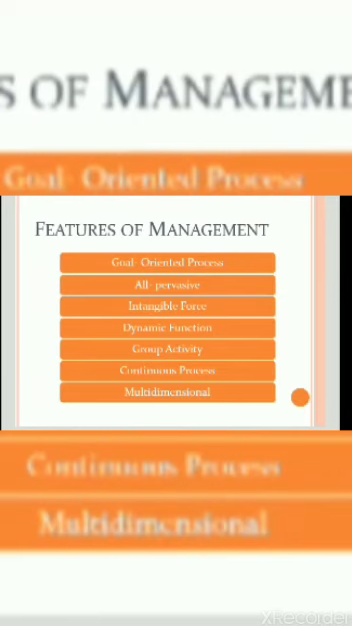Features of management. The first feature of management is that it is a goal-oriented process. It means management always aims at achieving the organizational objective. The functions and activities of a manager lead to the achievement of organizational objectives. Management unites the efforts of different individuals in the organization towards achieving their goals.